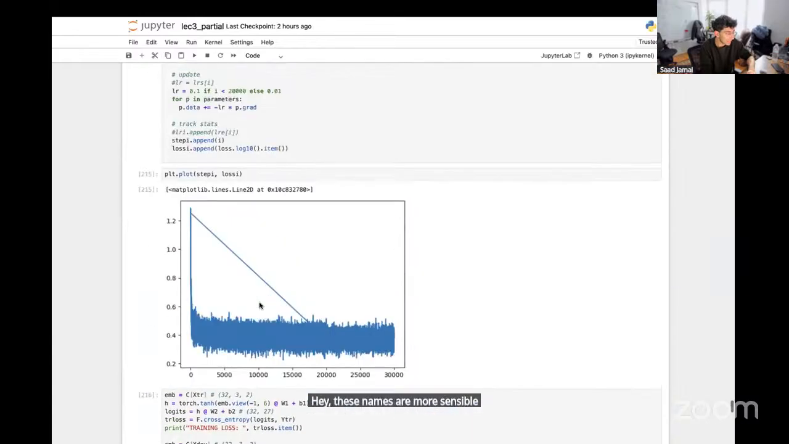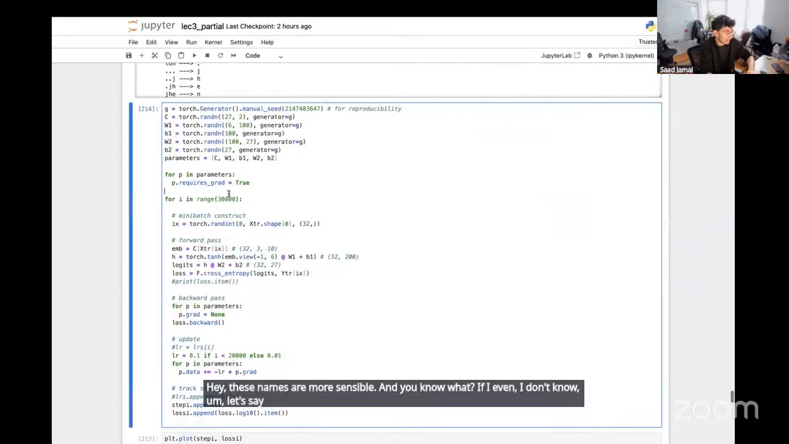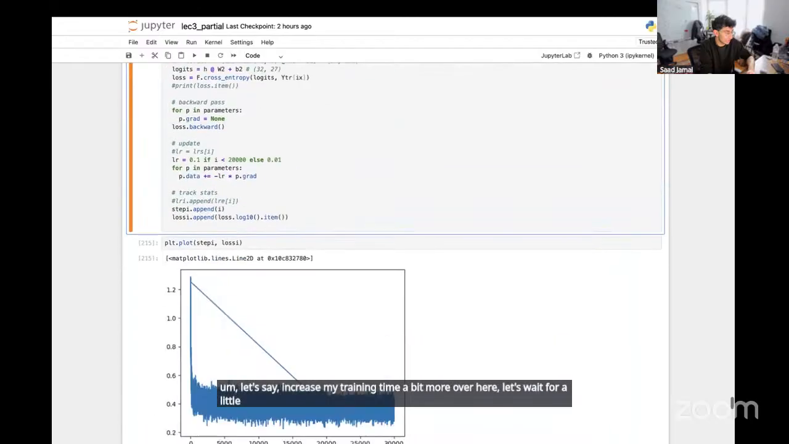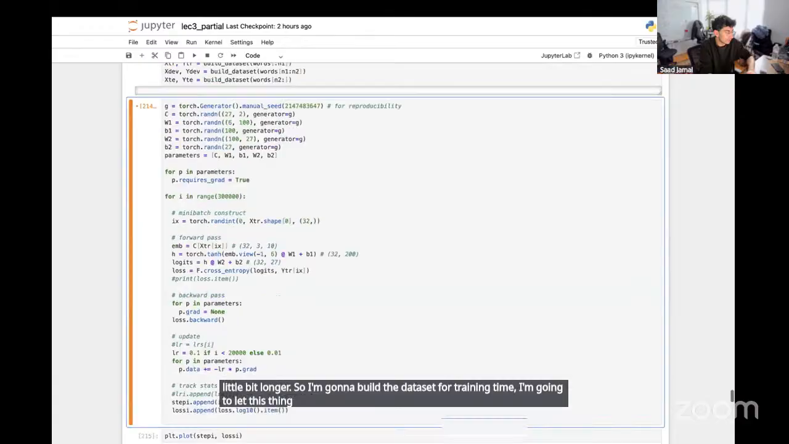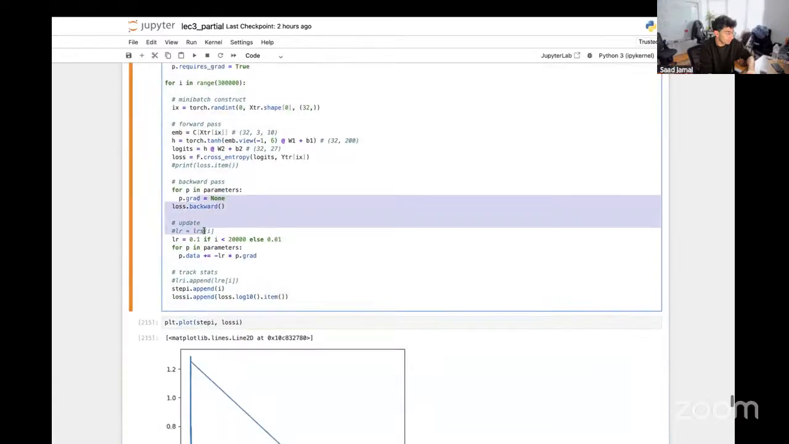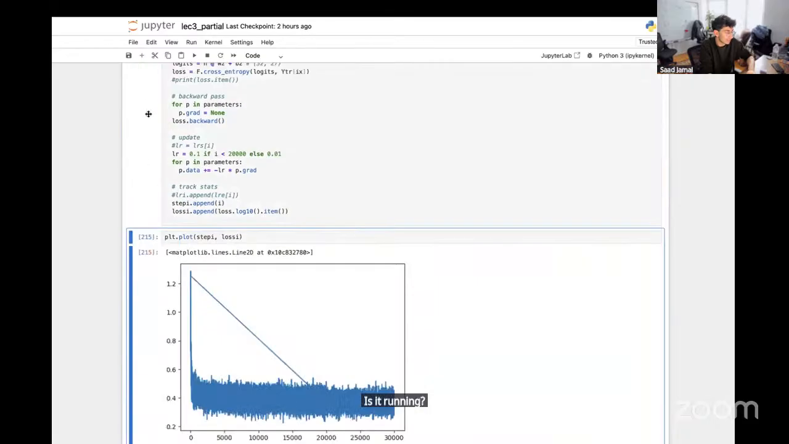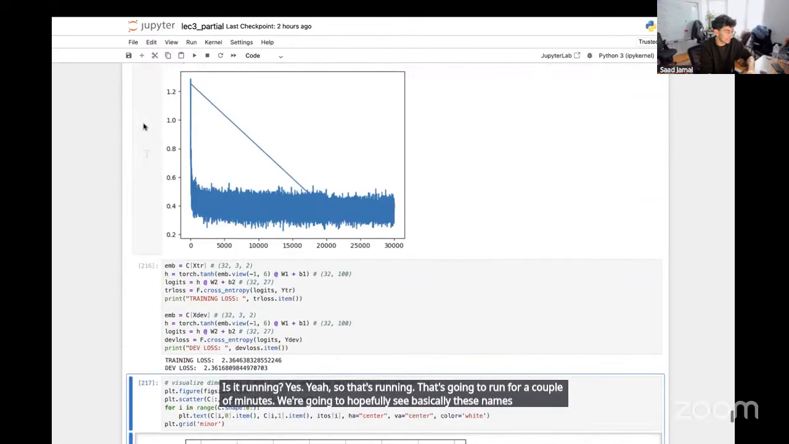And you know what? If I even increase my training time a bit more, let's wait for a little bit longer. So I'm going to build a data set for training time. I'm going to let this thing run for just a little bit longer. I want to make sure my computer doesn't crash. Is it running? Yes, so that's running. That's going to run for a couple minutes. We're hopefully going to see that these names are decent quality, right?